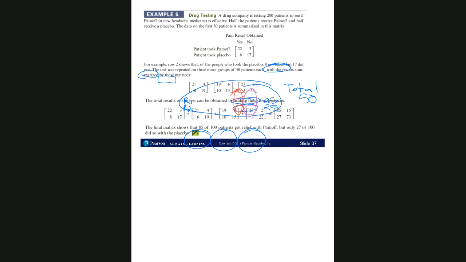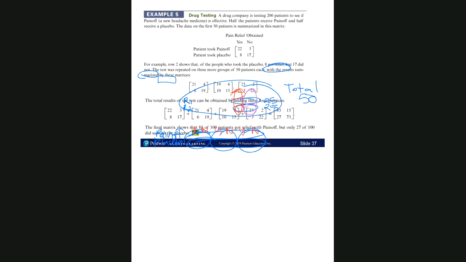So now for the next 3 trials, every time we look at the matrix horizontally, the first row is the patients who took the medication, which they're calling Pain Off. And the second row represents the patients who took the placebo. So every single matrix will have, for the first column, the patients who responded yes to having obtained pain relief, and the second column will be the patients who reported no. So we could do that for each matrix.